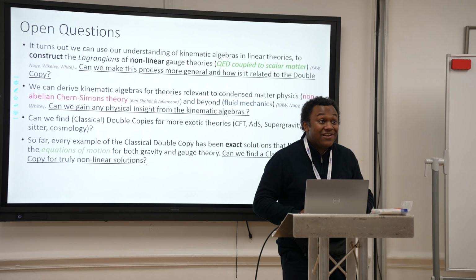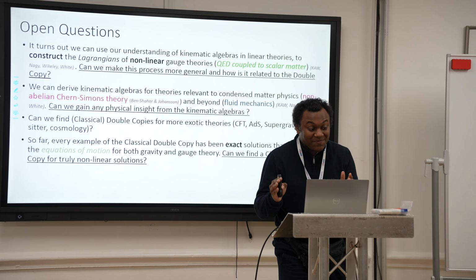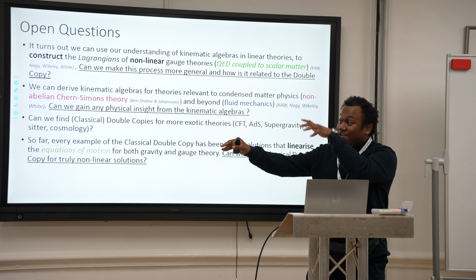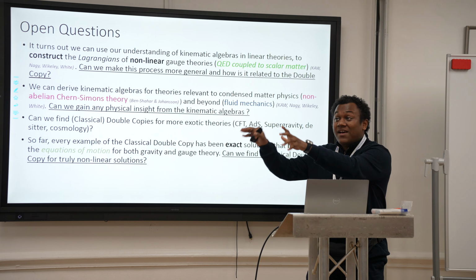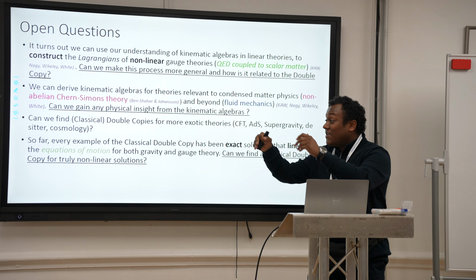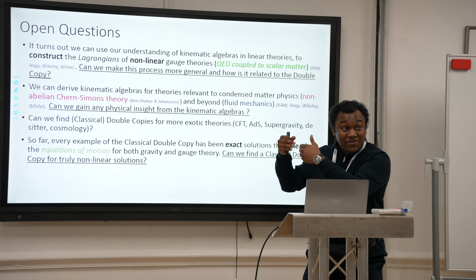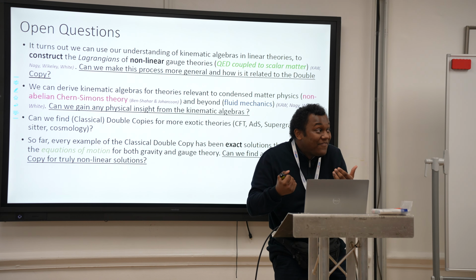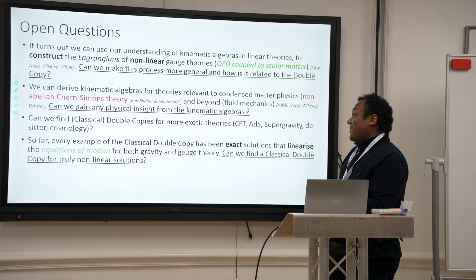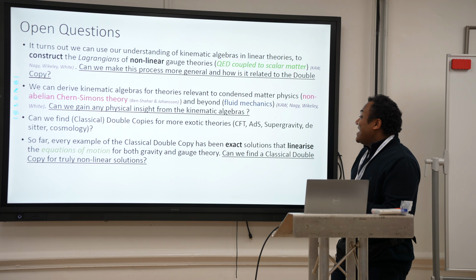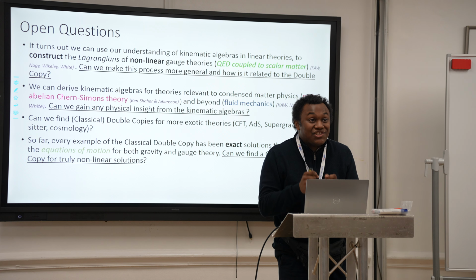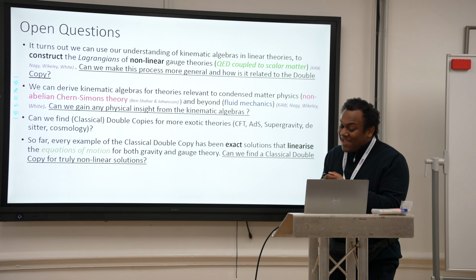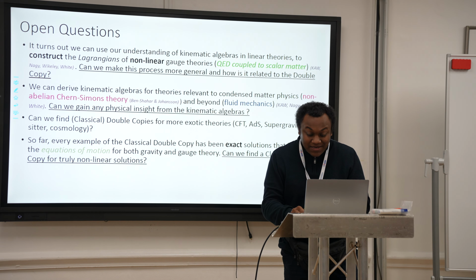What that means is they solve your full equation of motion, but the way they do it is that the non-linear part and the linear part of your equation of motion vanish separately. So you can really just get rid of the non-linear part and it will still solve it. So in some sense it's not really a non-linear solution. One thing that hopefully one day we'll be able to figure out is whether there is any example of a classical double copy that is truly non-linear. That's still up in the air at the moment.